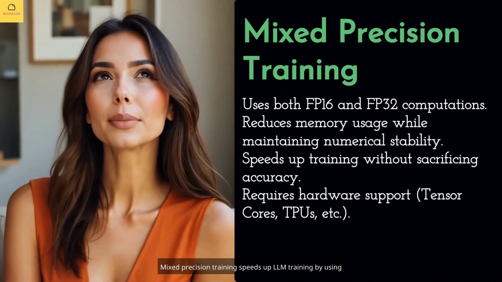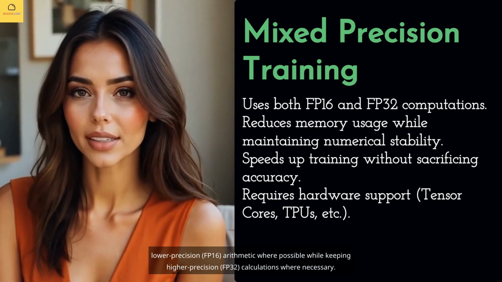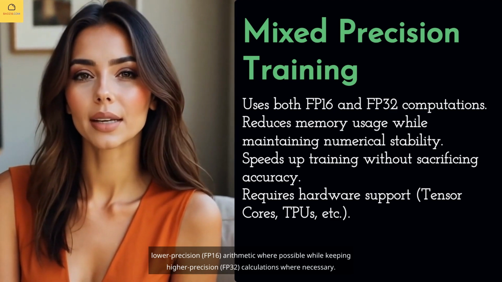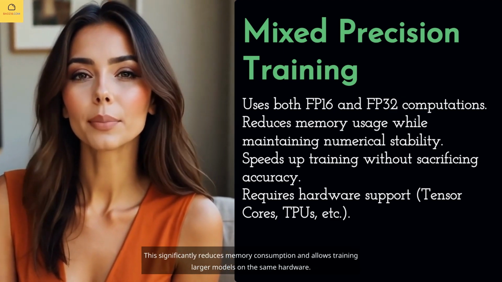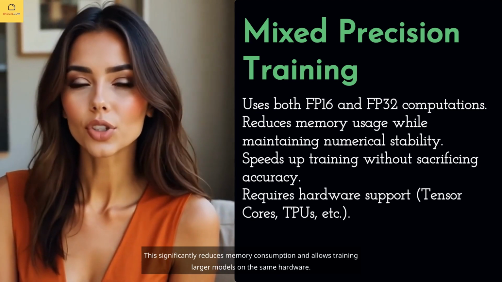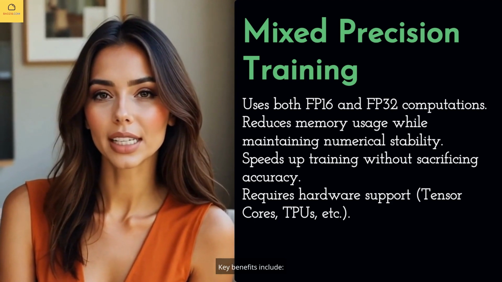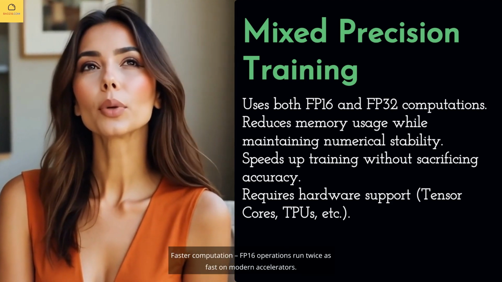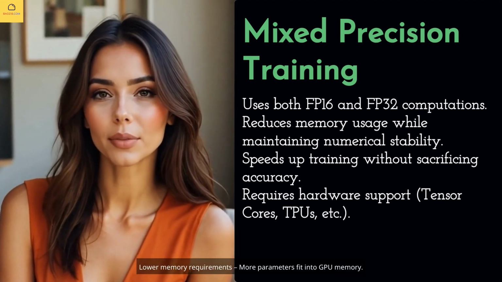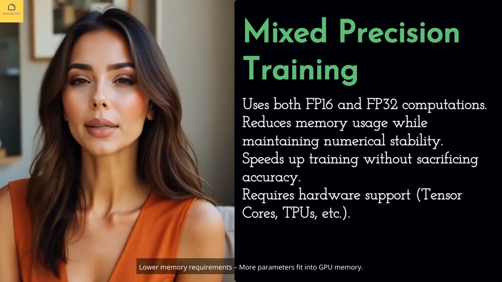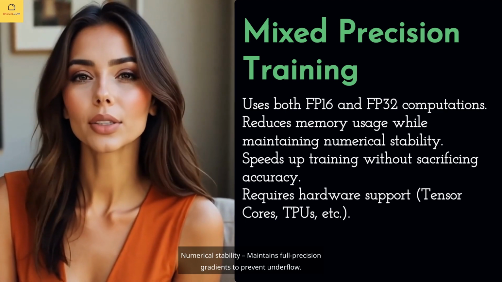Mixed precision training speeds up LLM training by using lower precision FP16 arithmetic where possible, while keeping higher precision FP32 calculations where necessary. This significantly reduces memory consumption and allows training larger models on the same hardware. Key benefits include faster computation. FP16 operations run twice as fast on modern accelerators. Lower memory requirements. More parameters fit into GPU memory. Numerical stability maintains full precision gradients to prevent underflow.